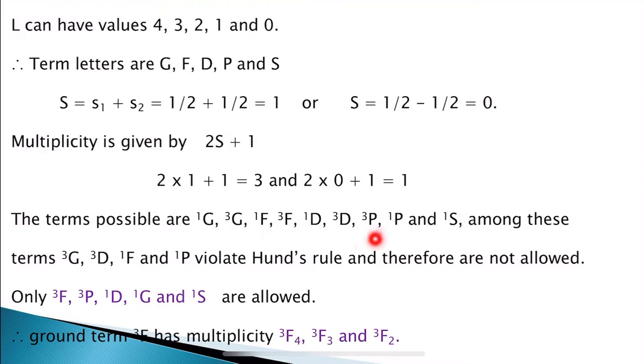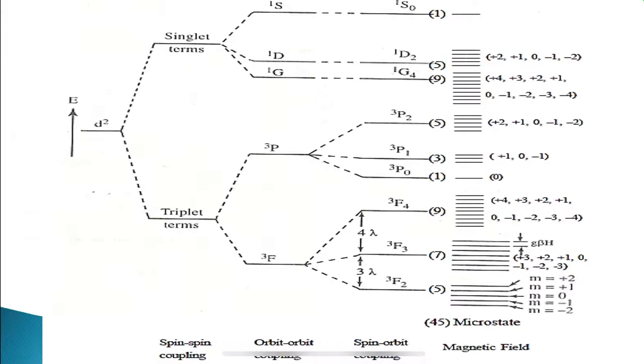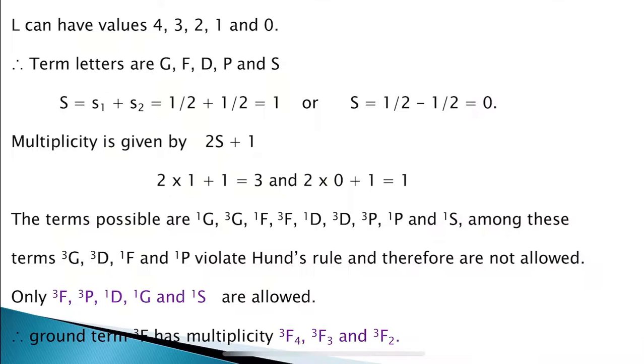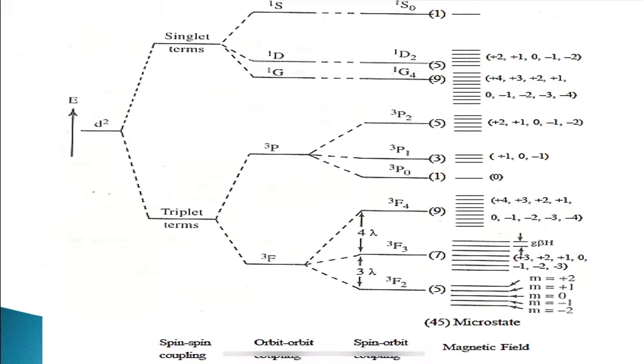So, the possible terms which we take according to Hund's rule are, in the triplet term, 3F and 3P, and for a singlet term 1G, 1D and 1S. So, this is according to Hund's rule. Okay. In the same way, the ground term will take different multiple states. Okay. So, what are those multiple states?